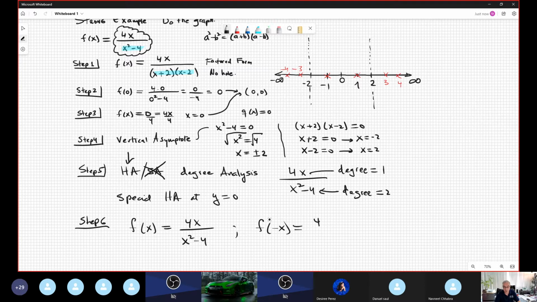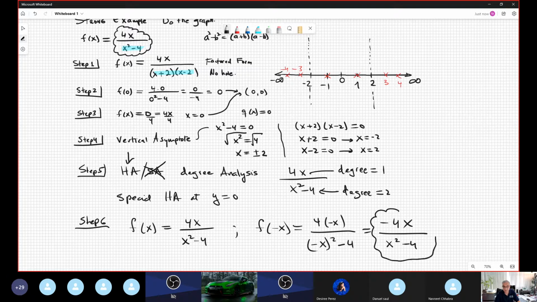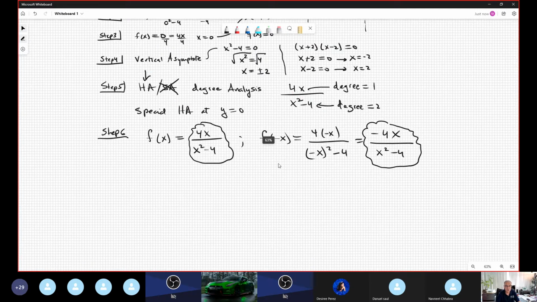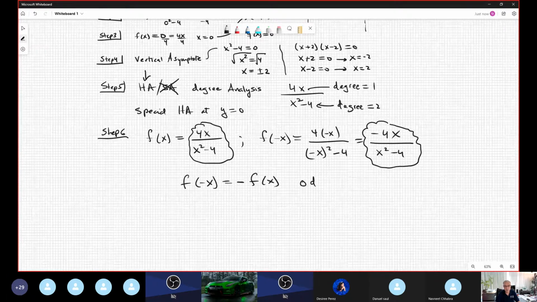So, 4 times minus x divided by minus x squared minus 4. Actually, this is negative 4x, and when you square, it becomes positive. So x squared minus 4. And when you compare this one and this one, you see clearly it's exactly the same expression except with the opposite sign. So f evaluated at negative x is equal to minus f evaluated at x. And this is a typical odd function.